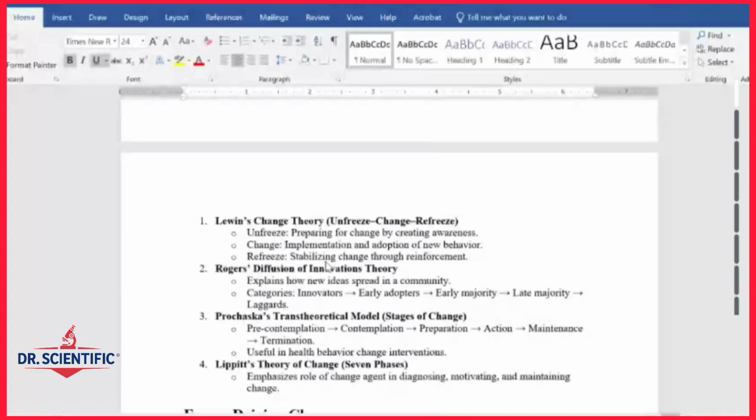When you look at Rogers' diffusion, he's talking of initially we have those who are able to innovate. And then from that innovation, we have some who can adopt early, and then we can have a big number of people who can adopt this change. And as much as we have those who can appreciate the change in the initial stages, we have also others who later on will be able to adjust to the new way of life or doing things. In that manner, also we have the other one. They call the Prochaska.